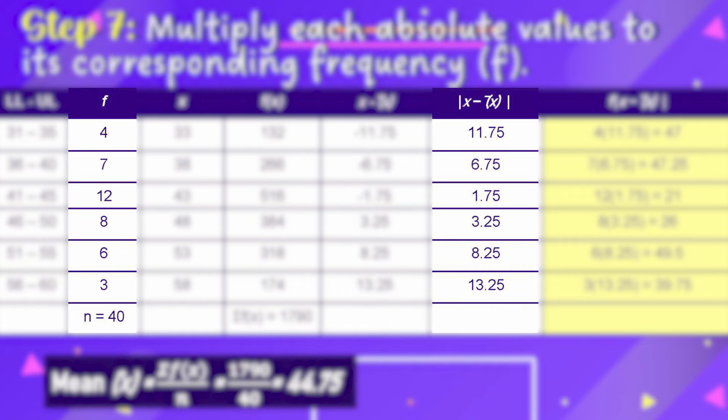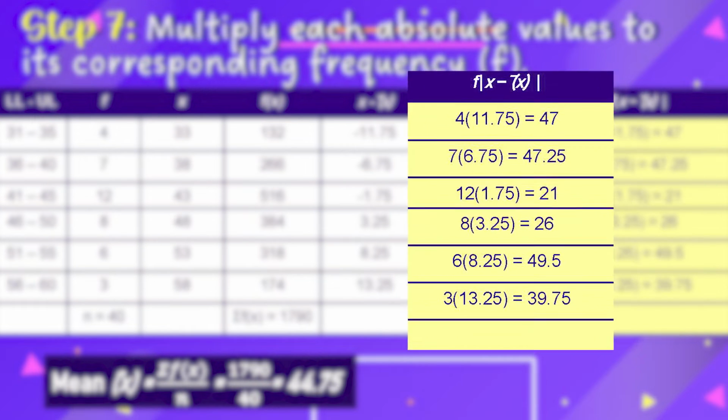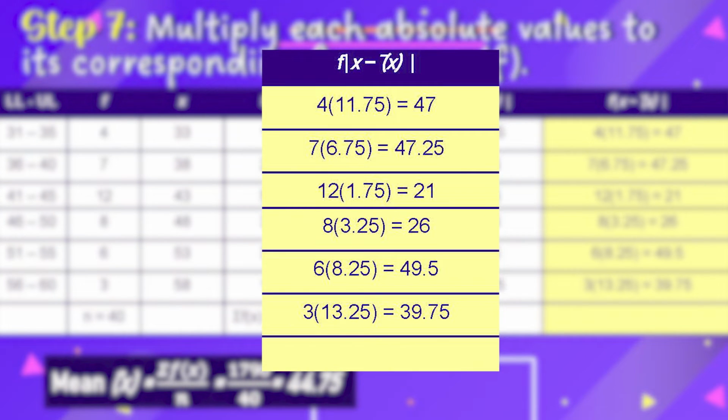First, we have the frequency of 4 multiplied by the absolute value of 11.75 equals 47. Next, the frequency of 7 multiplied by the absolute value of 6.75 equals 47.25. Next, we have the frequency of 12 multiplied by the absolute value of 1.75 equals 21.